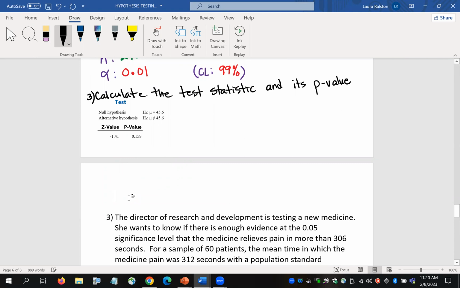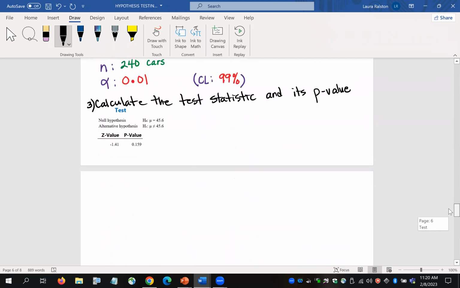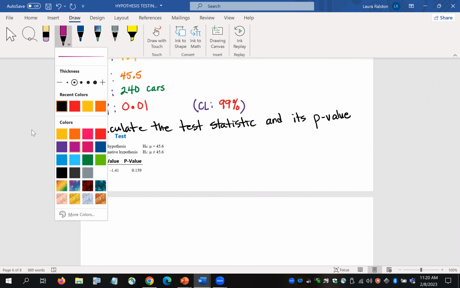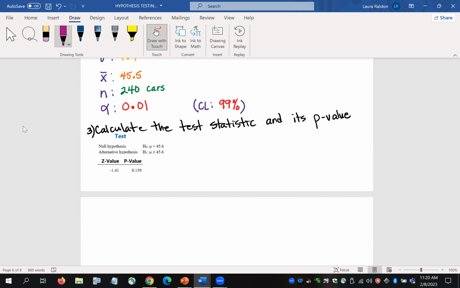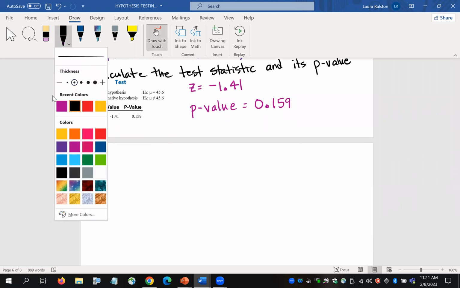Okay, so we get our information from Minitab. You would write it down. I'm copying and pasting so you can see it here on the screen, but you would actually record it. So my Z test statistic is negative 1.41, and the corresponding p-value is 0.159. Those come directly from Minitab.